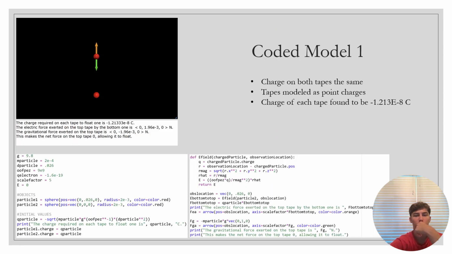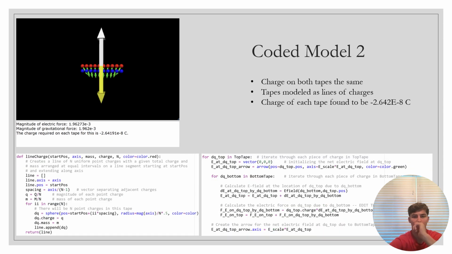For my first coded model, we assumed that the charge was the same on both tapes, but we modeled the tapes both as point charges, so just one point for the top tape and one point for the bottom tape. And so this code is essentially the same calculations as the experimental ones. So I did all the same algebra to get the Q for the particles. And then we used our function to find electric fields to ensure that the electric field and gravitational field did indeed cancel out as expected. And so the charge of each tape in this model was -1.21e-8 coulombs, same as before.